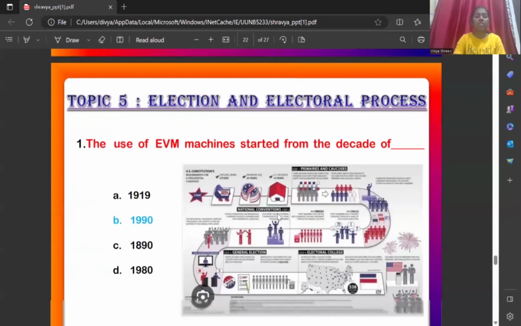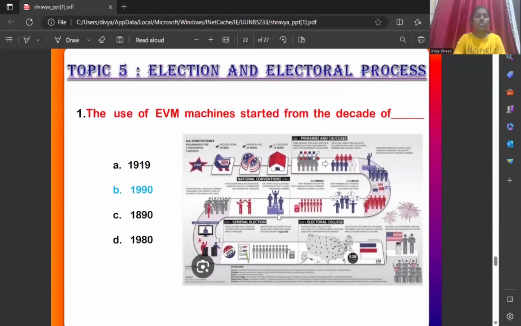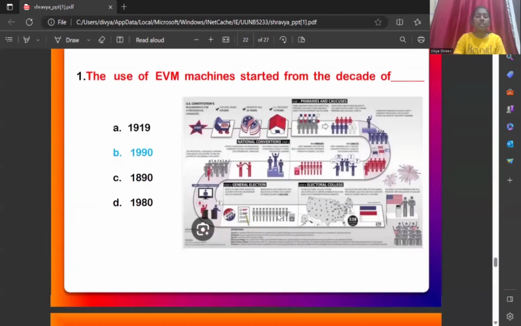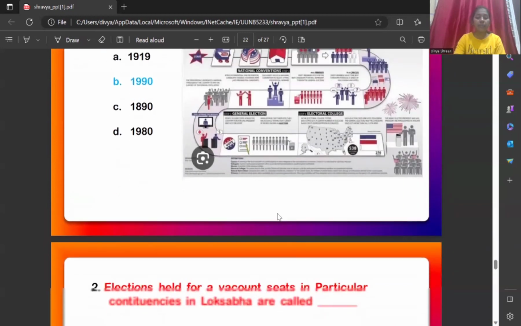And the fifth topic is election and electoral process. In that, the first MCQ is, the use of EVM machines started from the decade of, the options are: option A is 1919, option B is 1990, option C is 1890, and option D is 1980. The correct option is B, that is 1990.